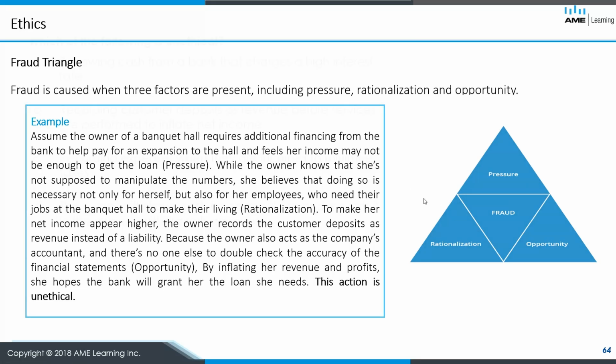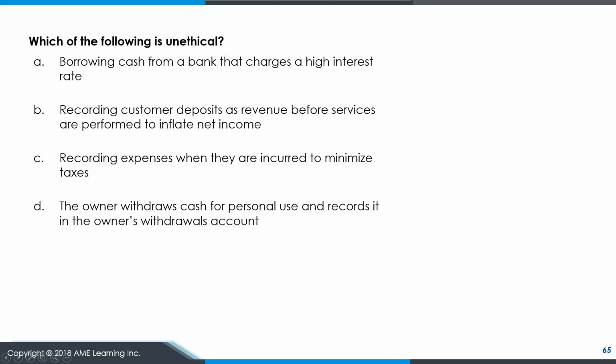And they call that the fraud triangle, because there are three different factors, like a triangle, three sides.